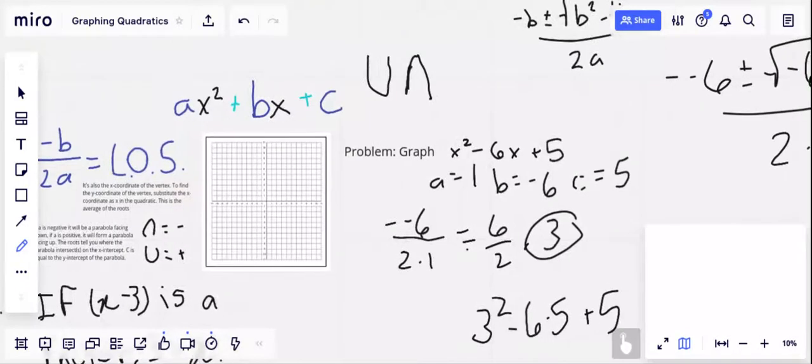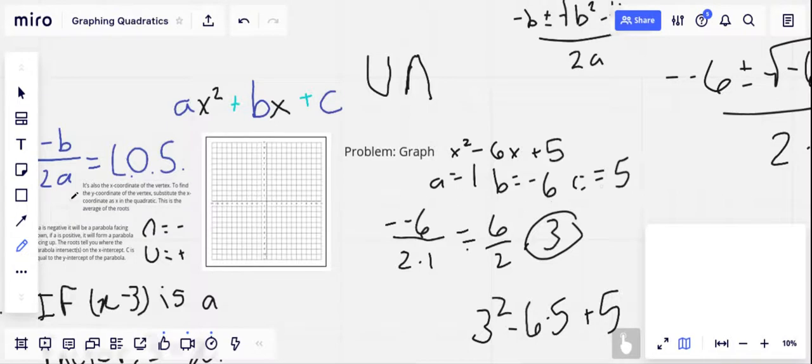Our problem is x squared minus 6x plus 5. We can use the same shortcuts and tips to find where it graphs on the xy coordinate. If we label what a, b, and c are, a is equal to 1, b is equal to -6, and c is equal to 5.